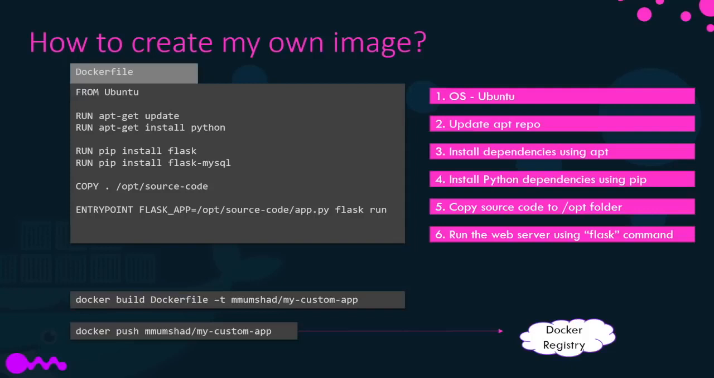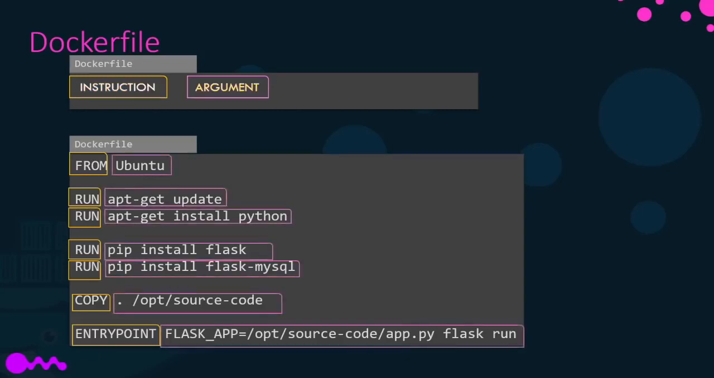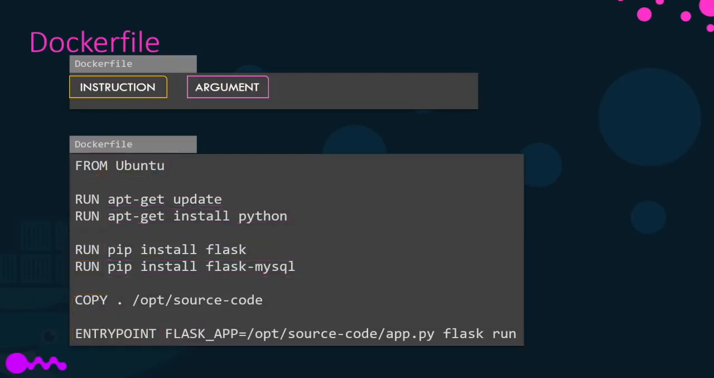Now let's take a closer look at that Docker file. Docker file is a text file written in a specific format that Docker can understand. It's in an instruction and arguments format. For example, in this Docker file, everything on the left in caps is an instruction. In this case, from, run, copy, and entry point are all instructions. Each of these instruct Docker to perform a specific action while creating the image. Everything on the right is an argument to those instructions. The first line, from Ubuntu, defines what the base OS should be for this container.